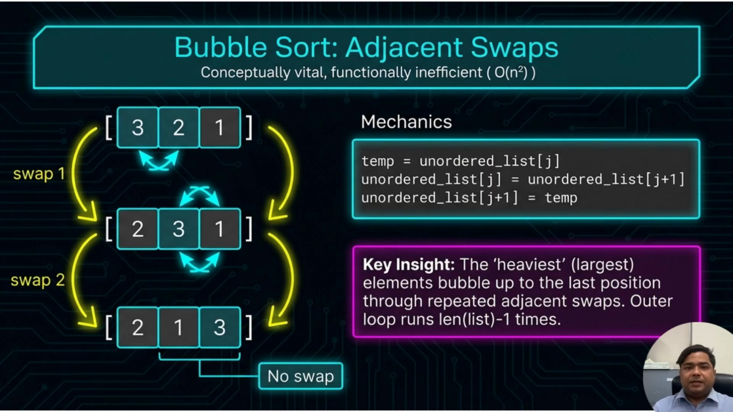This slide explains bubble sort. Bubble sort is one of the easiest sorting algorithms to understand. The main idea is to compare two adjacent elements and swap them if they are in the wrong order.